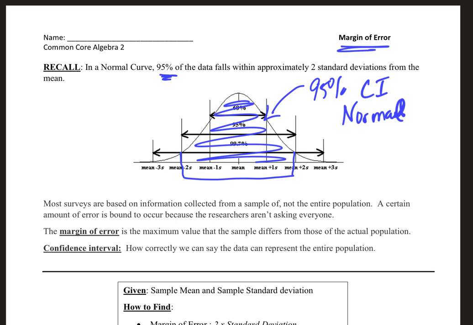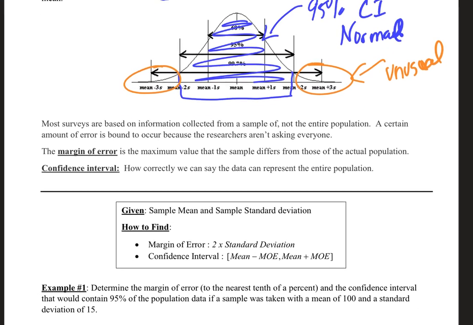If we're outside, so let's go a different color, if you're outside here, this is considered unusual. Okay? So that's what we're talking about today. And that's really it. And you have to determine if it's unusual or if it's normal.